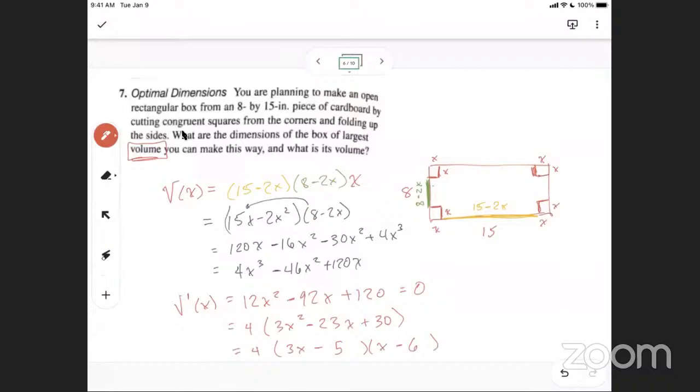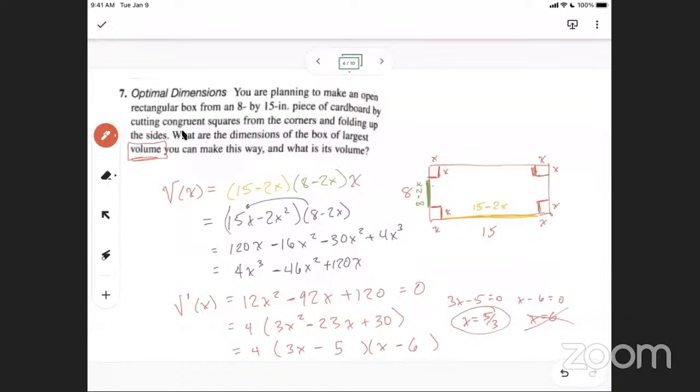So what are my answers? Let's set each one of those equal to 0. 3x minus 5 equals 0, and x minus 6 equals 0. So either x equals 6 or x equals 5/3. Now, can x equal 6? Look at my problem and tell me why I know 6 is an extraneous solution. Can you see why? Oh yeah, because you can't do 8 minus 12 if you substitute it in. Yeah, it would be too big. So the only answer is 5/3.